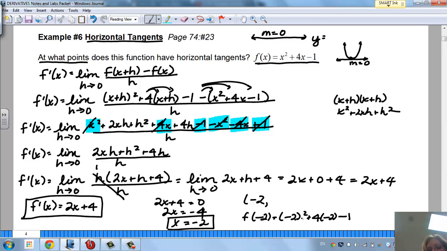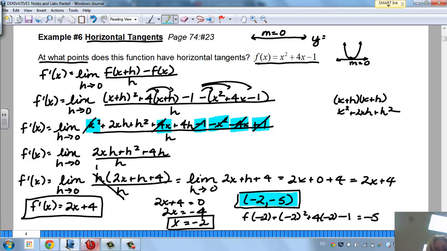And when I do, I have 4 minus 8, that's negative 4, minus 1, so it comes out to be negative 5. So it's at the point negative 2, negative 5. And that's our answer, where we found a horizontal tangent line because the slope is 0. Now I've graphed this, so let's look at it.